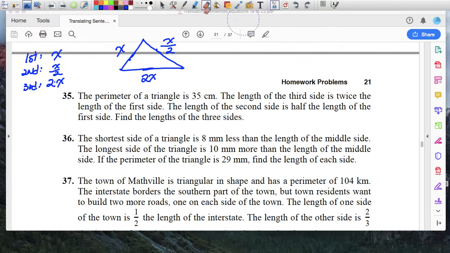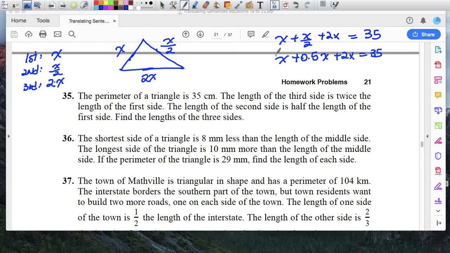I am now going to divide this by 3.5 and divide this by 3.5, and x is going to equal 10. So once I know the value of x, I can come back here and write that x equals 10. This one is going to be 10 divided by 2, which equals 5. And the last one is going to be 2 times 10, which is 20. So x equals 10, this side is 10, this side equals 5, and this side equals 20. If you add them all up, it should equal 35. 20 plus 10 is 30, 30 plus 5 is 35, so I know I'm good.